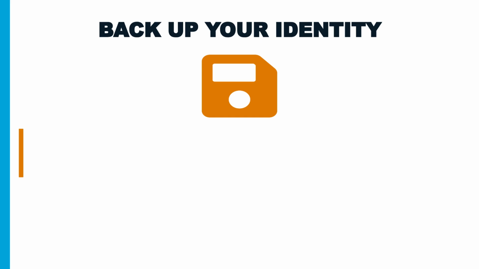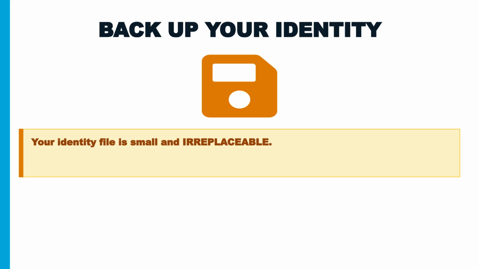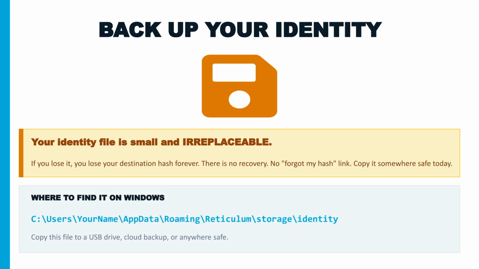It is critical to back up your identity file, as it is irreplaceable. If you lose it, you lose your destination hash forever. On Windows, find it at C:\Users\username\AppData\Roaming\Reticulum\storage\identity and copy it somewhere safe.